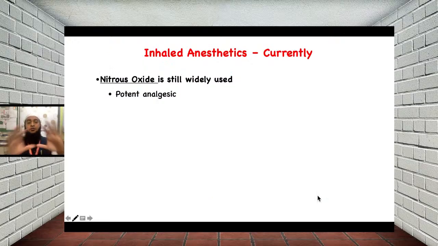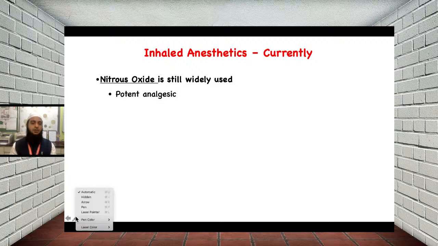Although we have seen many general anesthetic drugs, the old is gold. The same is true of nitrous oxide. It is one of the oldest drugs, but it is still a widely used anesthetic drug. Since it is an old drug, it is available at a very cheap cost. The cost is very low.